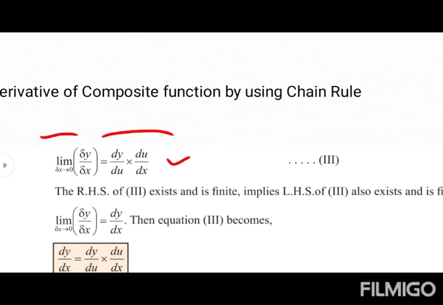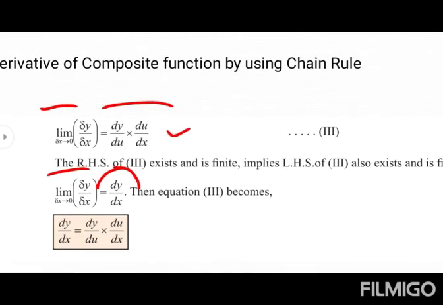So now finally we can say our left hand side, the limit del x tends to 0 of del y divided by del x, should be replaced by dy by dx. After this substitution, we have got our proof. You can see here what we were required to prove: the value of dy by dx is equal to dy by du into du by dx, as our left hand side also exists. So this was the theorem based on the derivative of the chain rule.